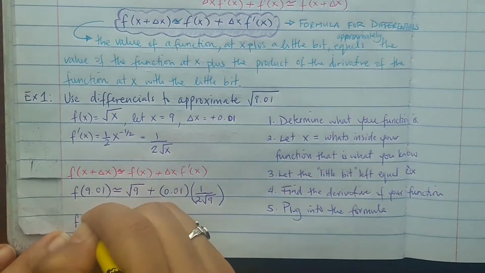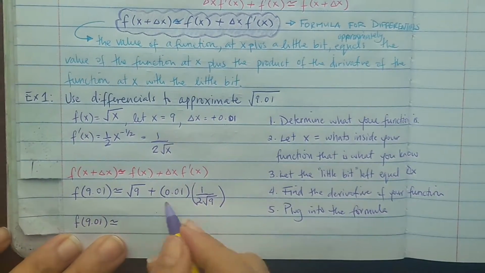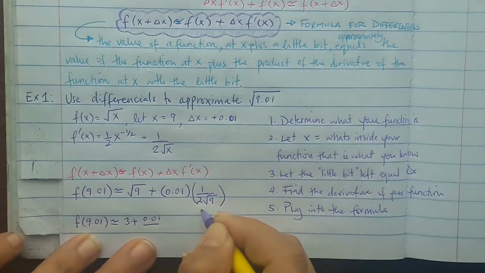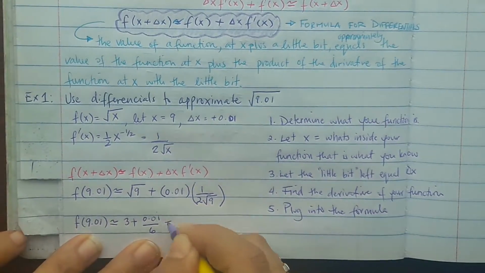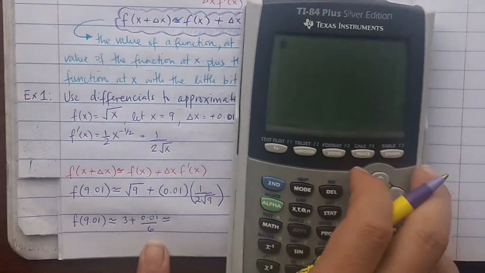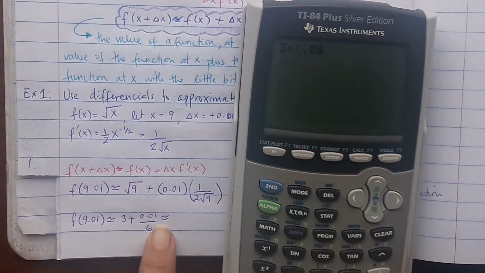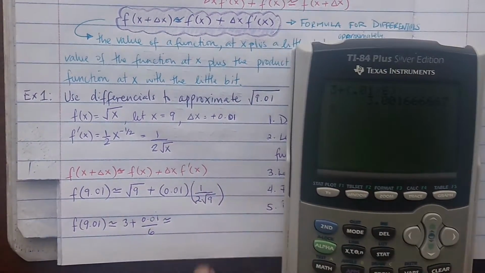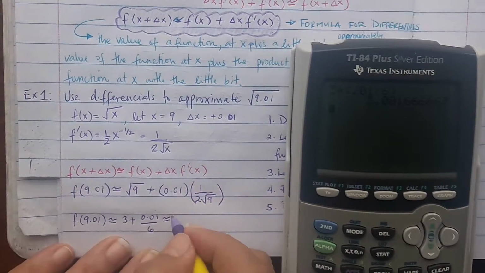Alright, so what's that? So that's approximately equal to 3 plus 0.01, and then the square root of 9 is 3, so 3 times 2 is 6. And then you're just going to plug that in the calculator. So type that in the calculator. I'm going to get 3.0016666667.